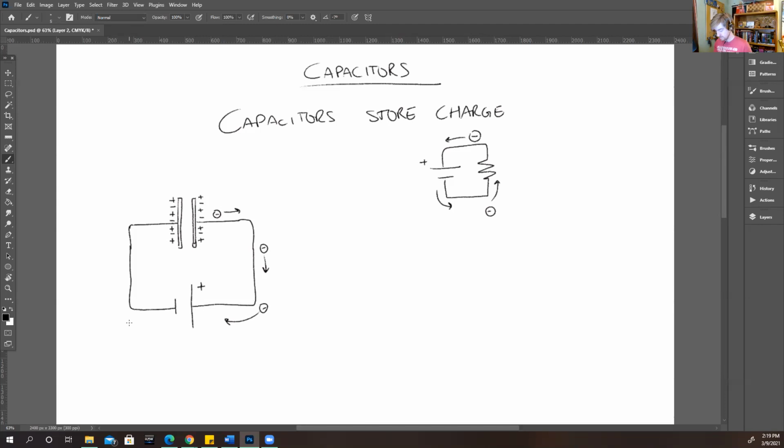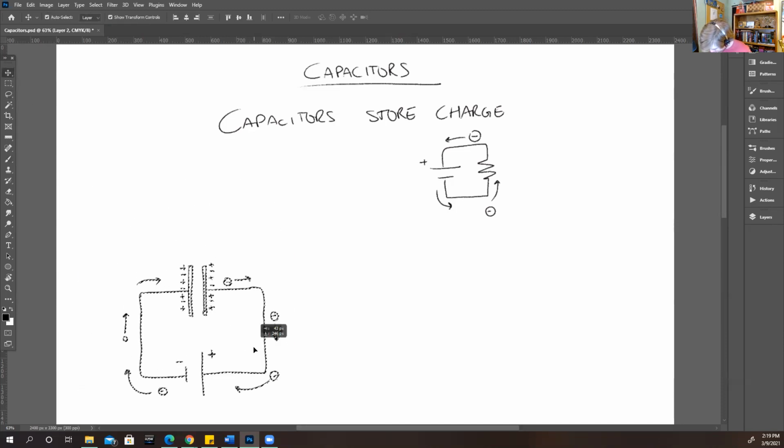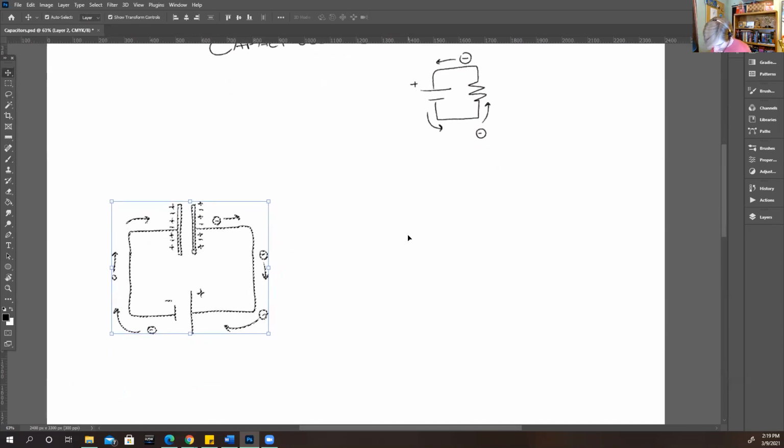And similarly, as one electron reaches the plate, we have one electron over here that wants to get away from the negative side of the battery, and it will go that way, and it will go towards that plate. There we go.